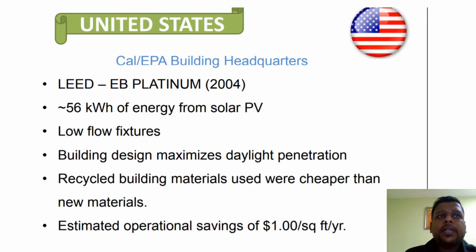So in the United States, a building headquarters achieved platinum in 2014 based on 56 kilowatts of energy from solar PV, low flow fixtures, building design that maximizes daylight penetration, and recycled building material use that was cheaper than new material, with estimated operation savings of USD 1 per square feet per year.